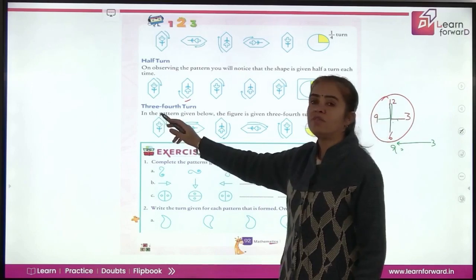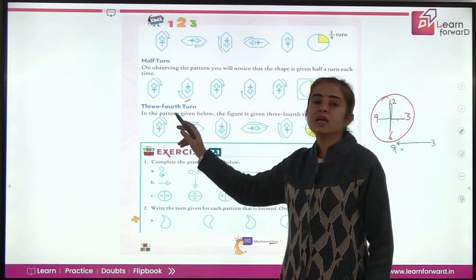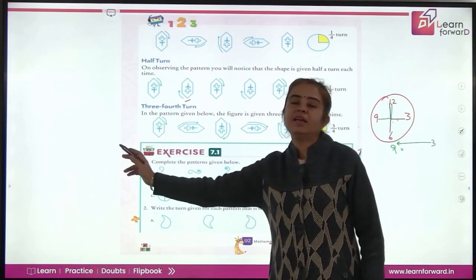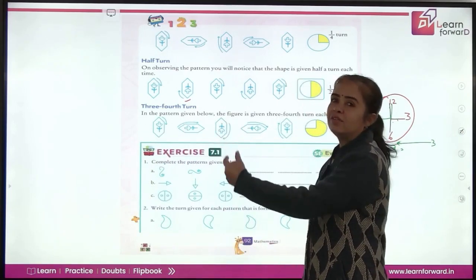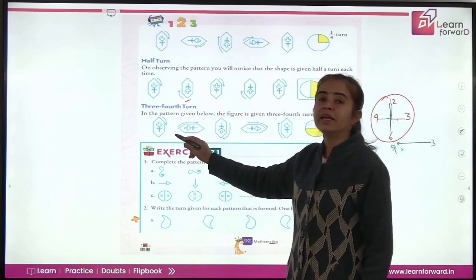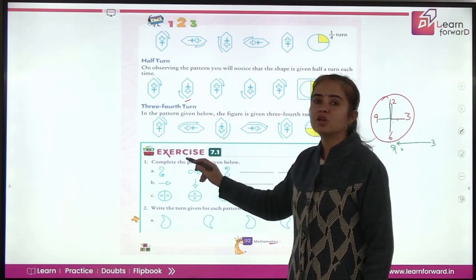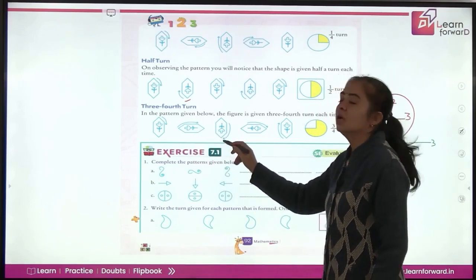See, your flower is facing upwards. Then it will just take a 3/4 turn and it will stop at the left side now. That means towards the west. From west, it again takes a 3/4 turn. So it will not stop here, neither here. It will stop at 6. That means towards the bottom.